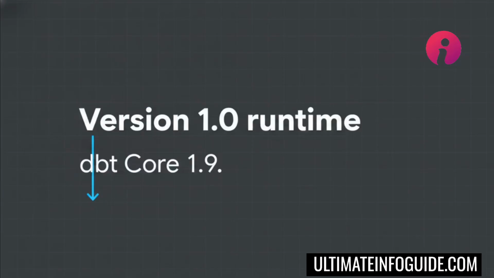So day to day, what does this actually mean? Your models, your tests, and your macros are now executing completely on Fabric-managed compute. The underlying environment uses a version 1.0 runtime, which is built directly on top of dbt Core 1.9. You're getting that core open-source engine running natively, without the sheer infrastructure headache of managing the compute instances yourself.